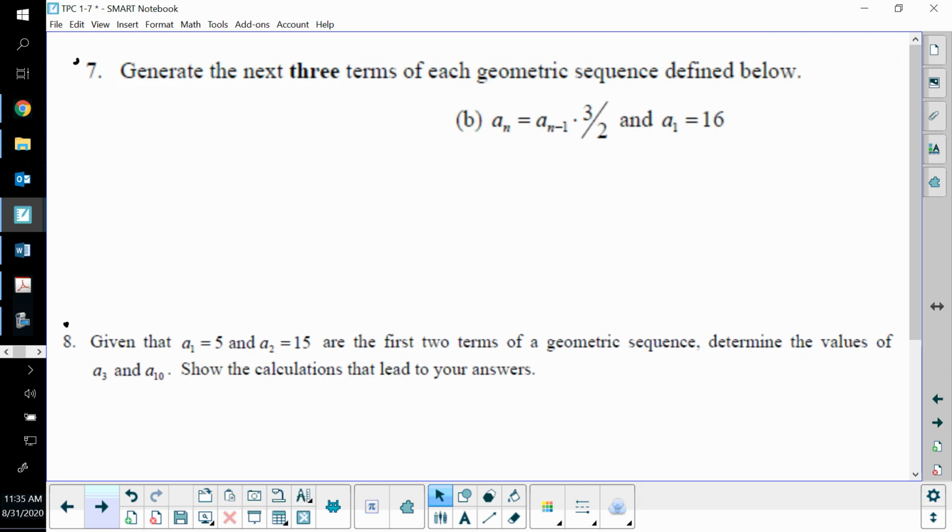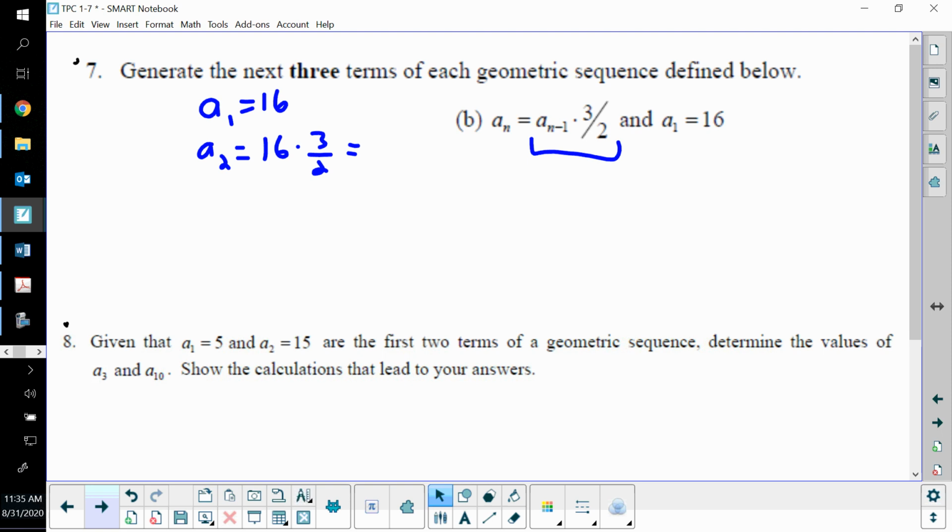And moving to the top of page 36, we've got another recursive formula. And they want to find the next three terms. So it's kind of like the first example we did, but with geometric now because we're multiplying. We know A1 is 16. Remember, AN minus 1 means just do the previous term. So we're going to do 16 times 3 halves. Well, when you multiply by 3 halves, that means we should multiply by 3 and divide by 2. You can do those in either order.